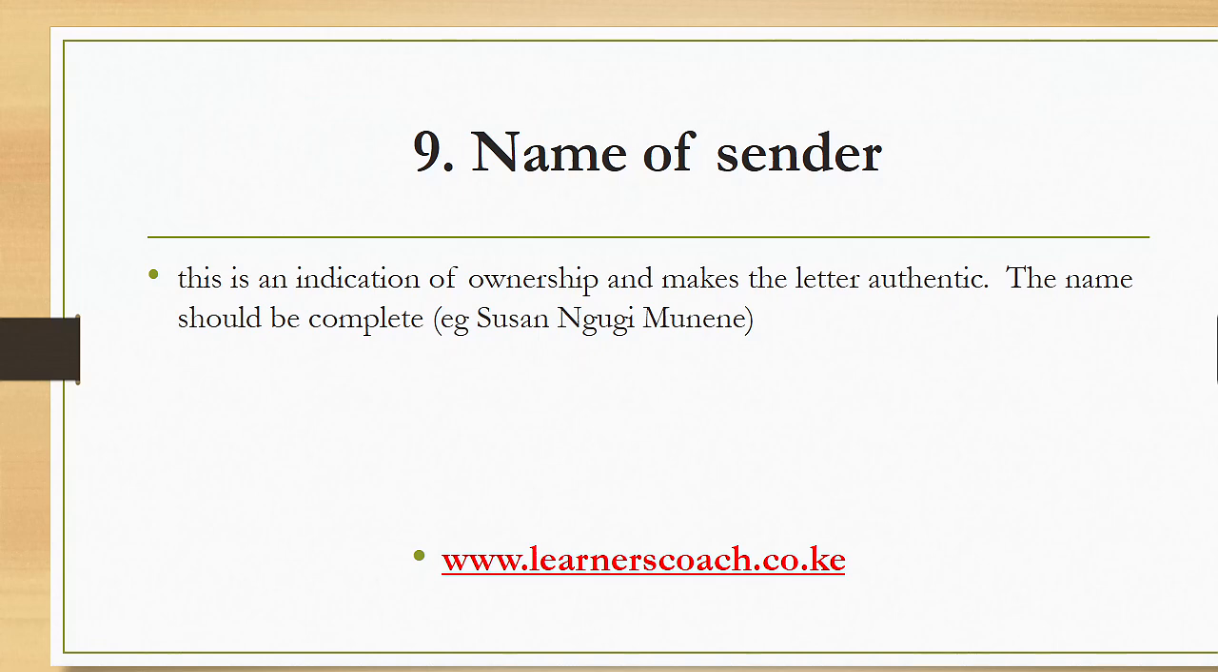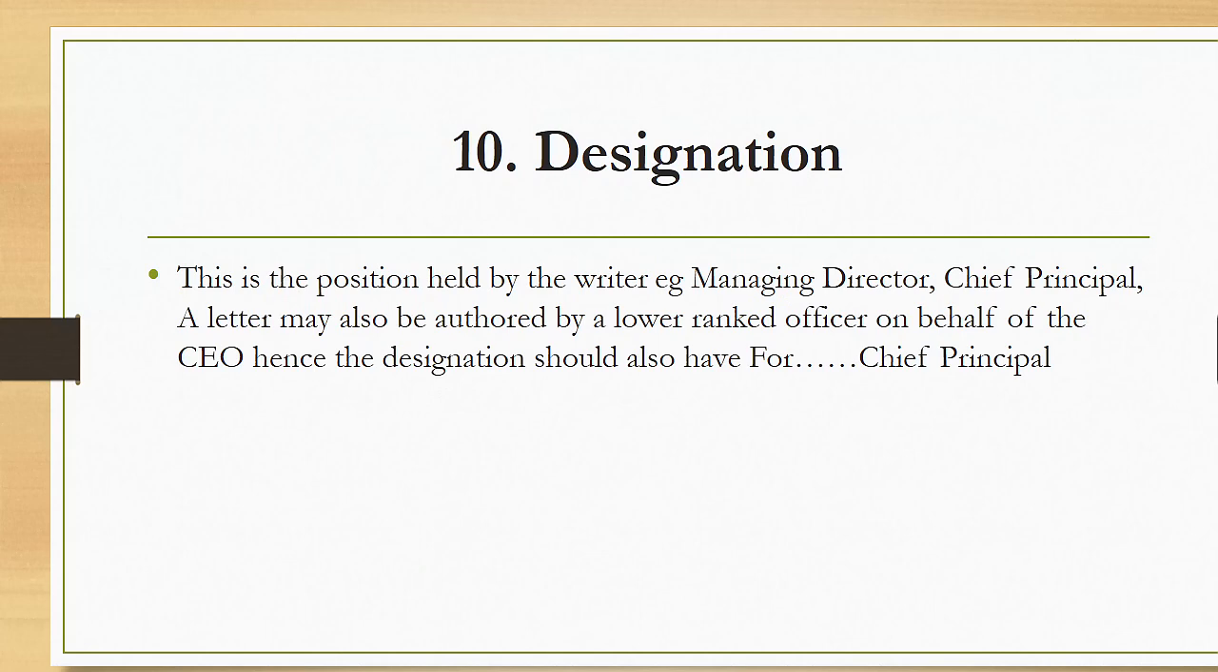And of course, it's very important that you write your name in full, right? Avoid using short names, because this one is not going to make the letter authentic. Now, the 10th part of the letter, the final part, is designation. Who are you in that particular office? So you have to state if you're the managing director, if you're the principal. So you have to write your designation. And if you're doing it on behalf of someone, ensure that you include the word for, right? So those are the 10 parts of the official letter.